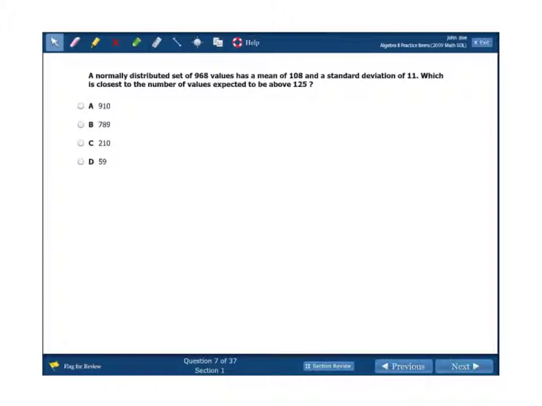Alrighty. I am re-recording this one because it got really messy, so we're going to start fresh with it. So this is a normal distribution question. A normally distributed set of 968 values has a mean of 108. Let's write that down. A mean of 108, standard deviation of 11. Which is the closest to the number of values expected to be above 125? So 125 is our x that we're using.